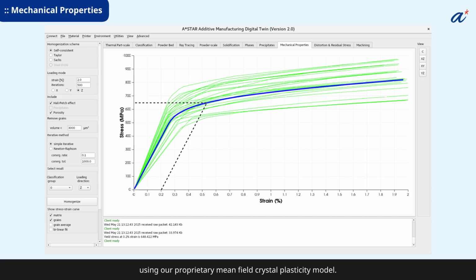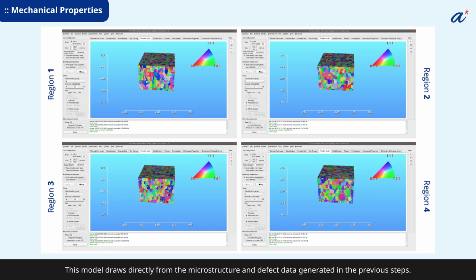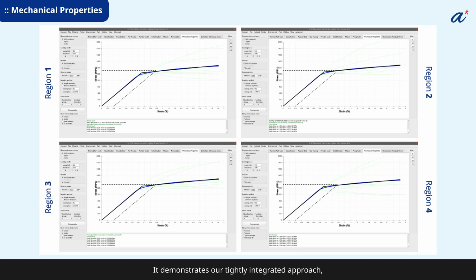plasticity model. This model draws directly from the microstructure and defect data generated in the previous steps. It demonstrates our tightly integrated approach, enabling in-depth analysis of process structure-property relationships. With multiple microstructures representing different locations in the part, the model is able to generate multiple mechanical properties.